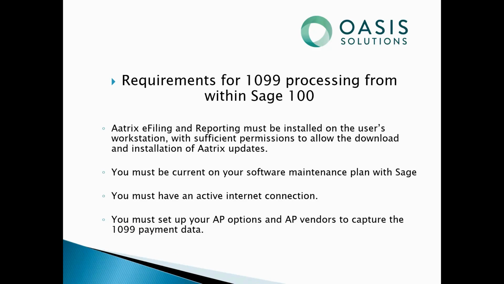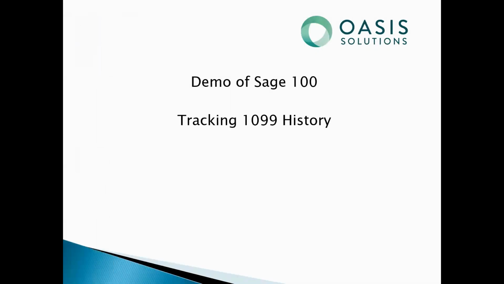And if you are new to processing 1099s or maybe new to Sage 100 this year, there are some options in accounts payable. So you have to make sure that you've designated that you're going to capture 1099 information, and then you have to set up your vendors with that information. So again, we will talk a little more about that, and I'll show you information specific to it. And we are going to do that right now. So let's hop into Sage 100 and take a quick look.